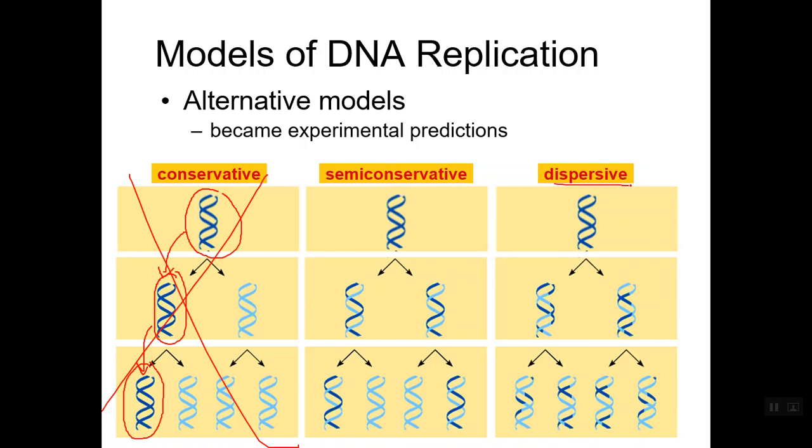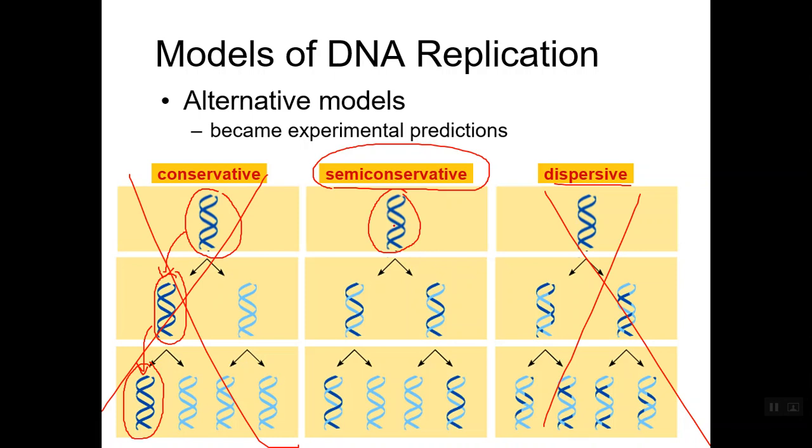They looked at dispersive, where the old parent strands somehow were in between the newer strands. That also was disproven pretty quickly. Semi-conservative is what happens, right? You have the original parents here in dark blue, and the, I guess you could call them daughter DNAs, but they're not actually called that. Half of that DNA is old, and the other half, the lighter blue strand, is new, right?